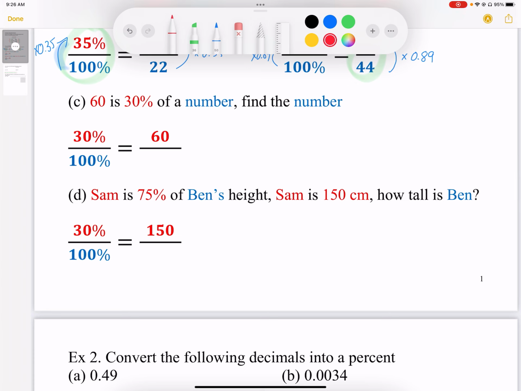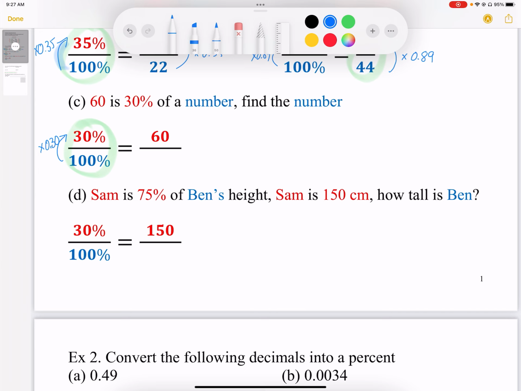For C, it says 60 is 30% of a number. So 60 is a part, 30% is the part, the number represents the whole. So we set up our proportion based on 30%, 30 out of 100, and then 60 is a part, so it goes on top. Our decimal multiplier is going to be times by 0.3. Our decimal multiplier is our decimal percentage.